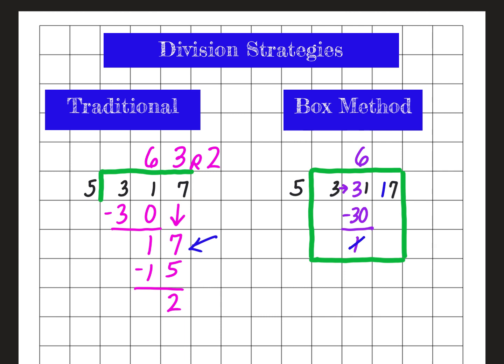5 goes into 17 3 times. 3 times 5 is 15. We subtract and we get 2. And this box, and only this box, will be our remainder. So we put our remainder 2. So you can see there is quite a similarity between traditional and box method. Let me show you some other questions.